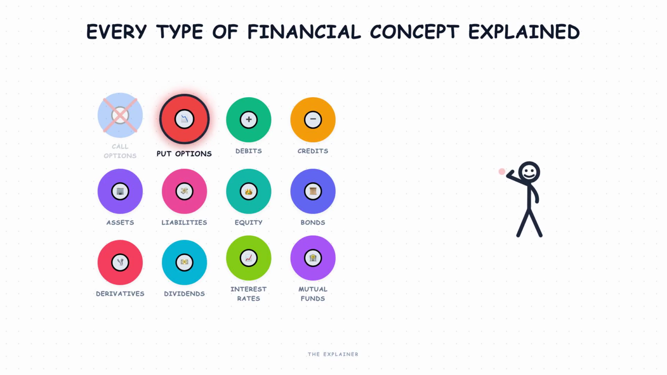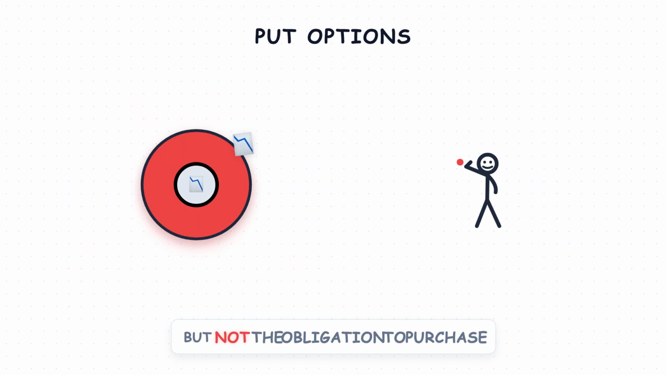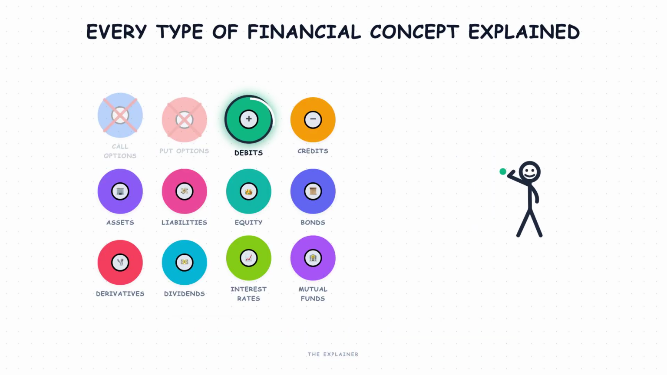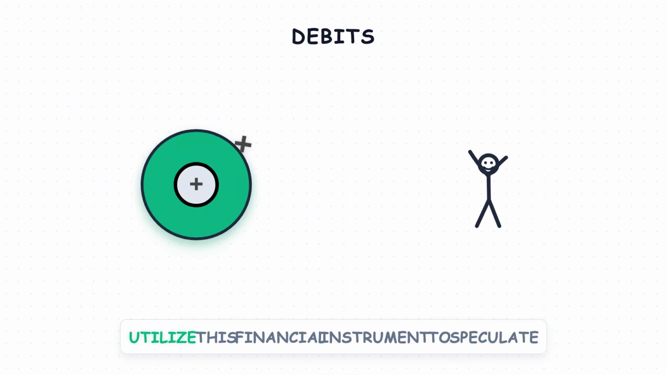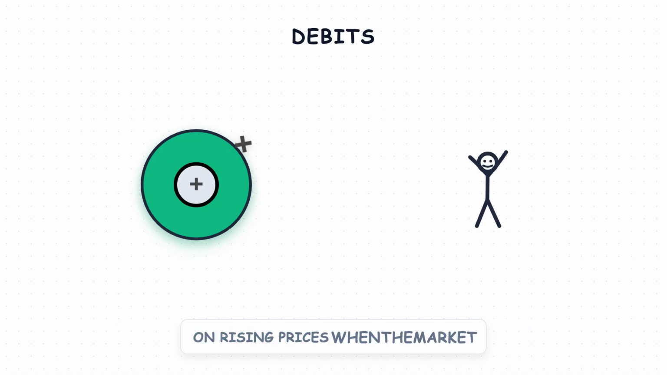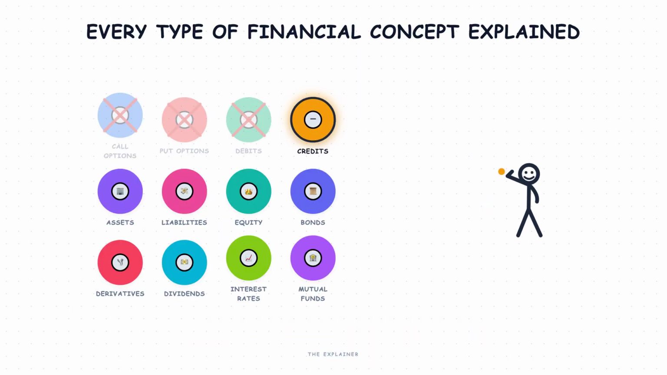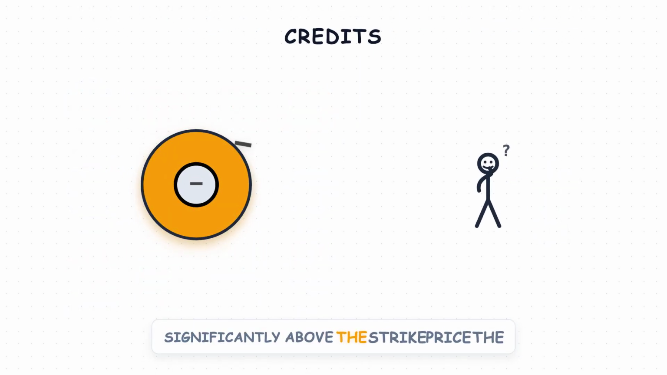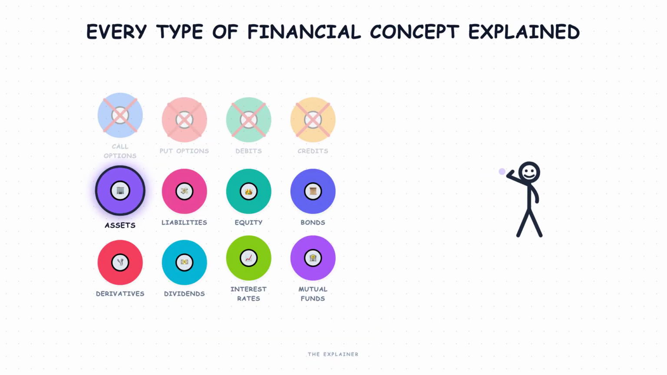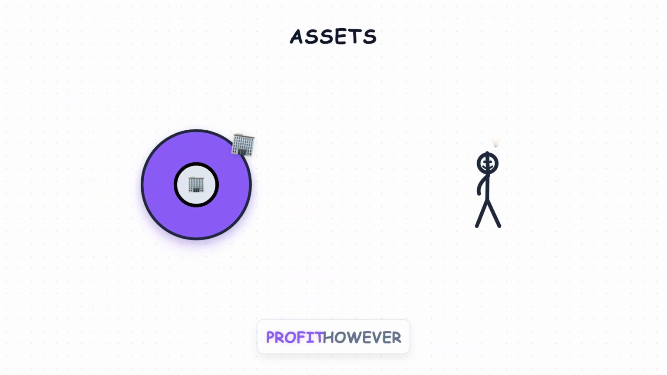A call option gives an investor the right, but not the obligation, to purchase a stock at a specified strike price within a set time frame. Traders utilize this financial instrument to speculate on rising prices. When the market value of the underlying asset rises significantly above the strike price, the call option becomes highly profitable. The holder can execute the trade or sell the contract for a substantial profit.